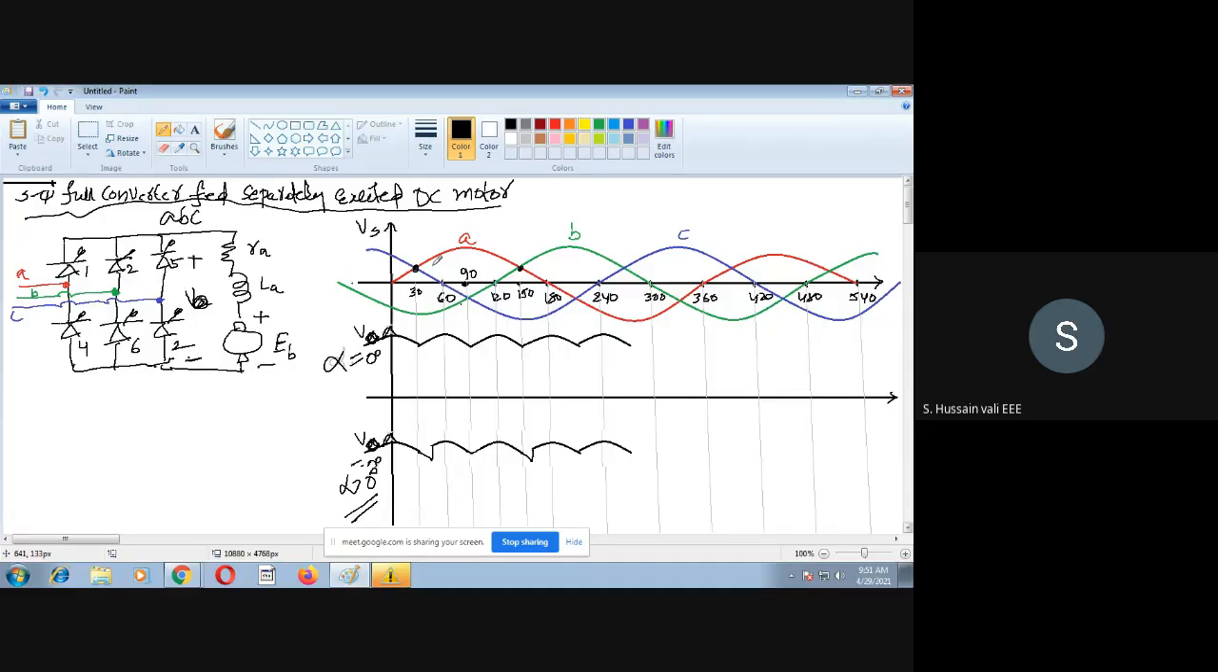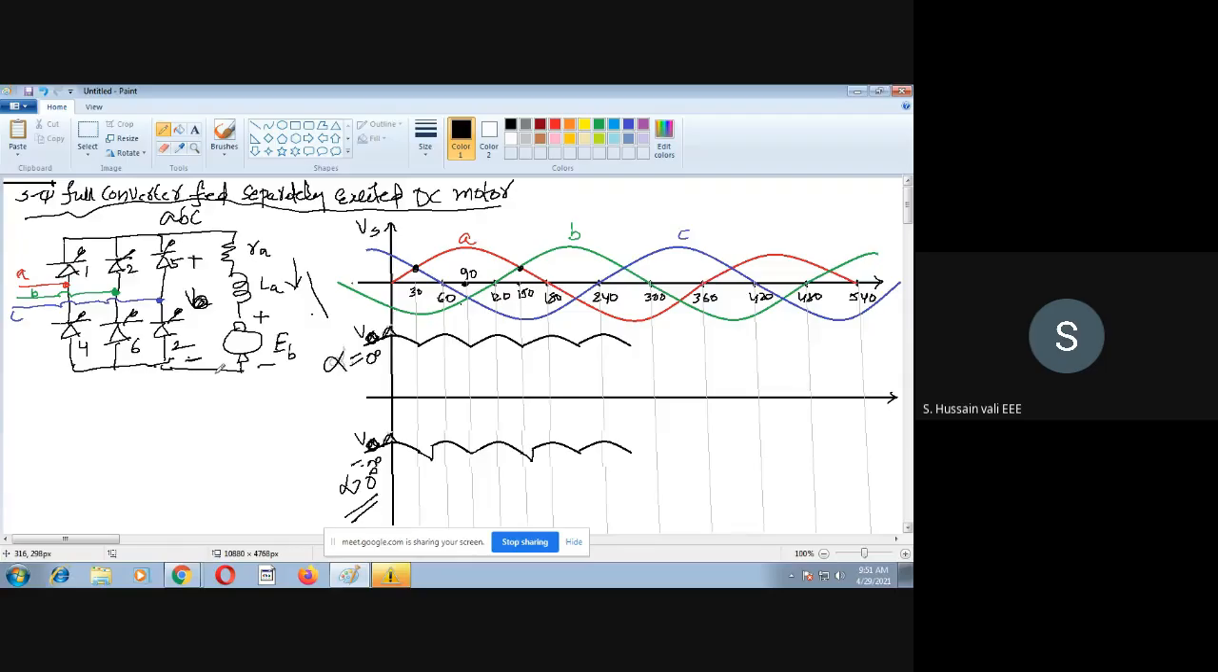Okay, because of this load, you have the inductor. As you have the inductor in the load, because of these armature inductors, the conduction will be extended further. So when it is extended further, you will get a waveform something different from the previous one.